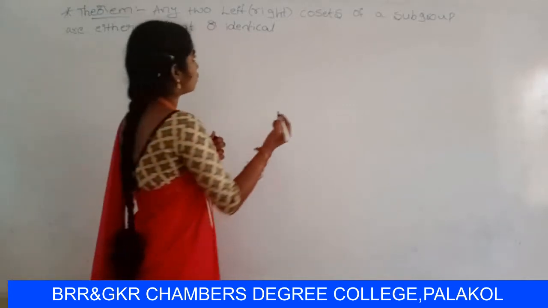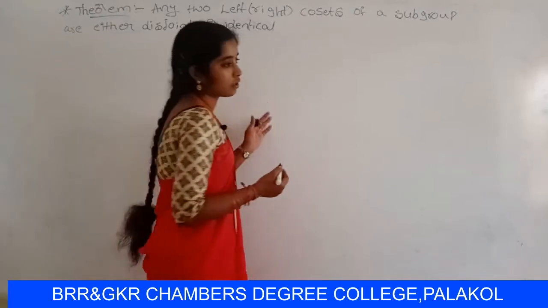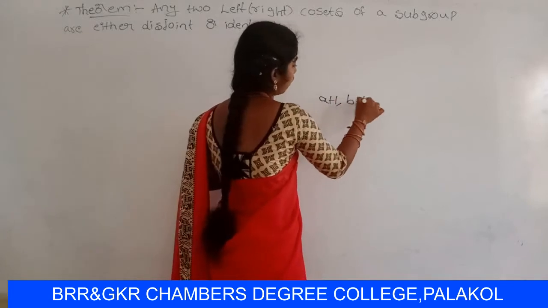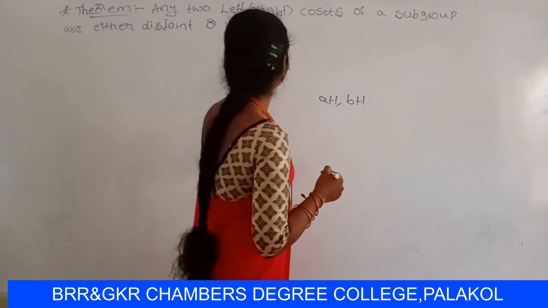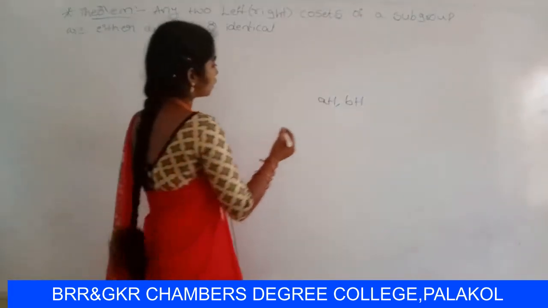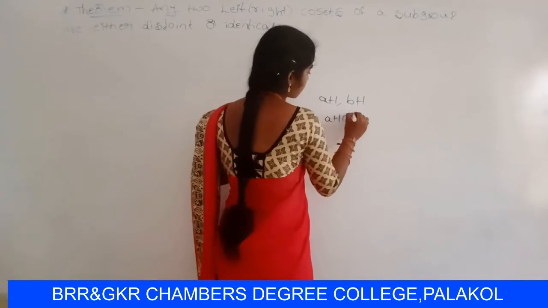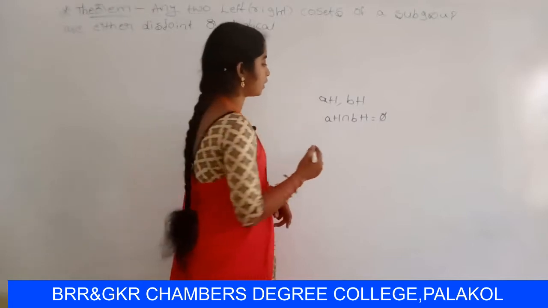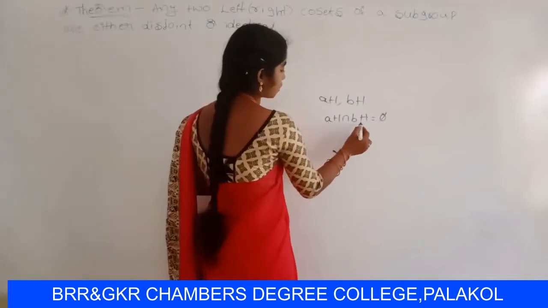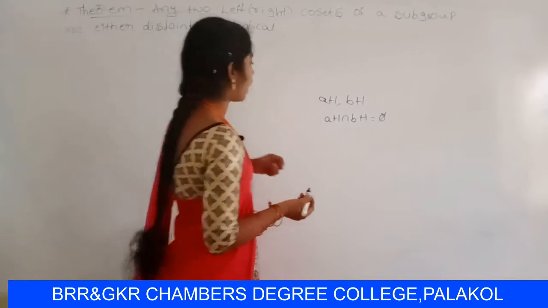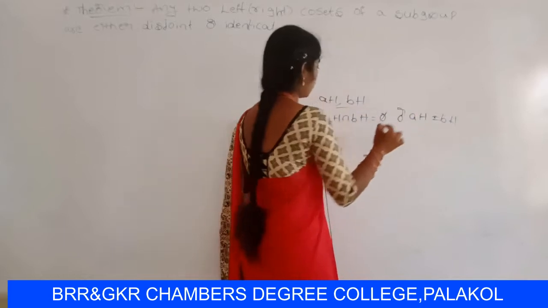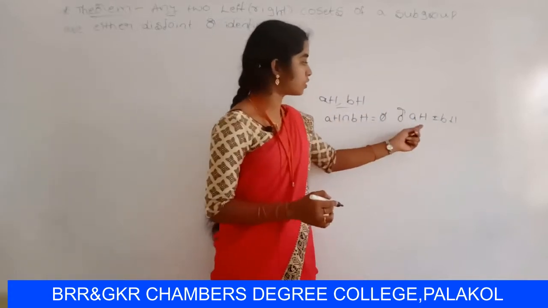So, left or right. First, for example, consider left cosets. So AH, BH are left cosets. Left cosets are either disjoint or identical. Disjoint means AH intersection BH equal to phi: there is no common element in AH and BH. Identical means AH equal to BH.